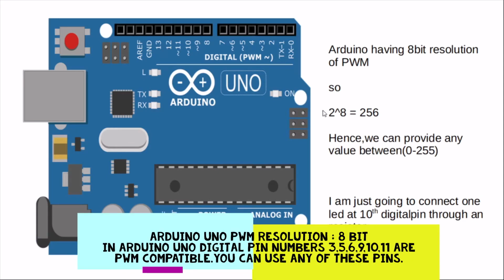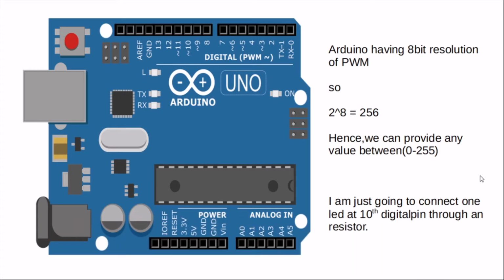Here is a small calculation. Arduino has an 8-bit resolution, right? So 2 power 8 is 256. Hence, we can provide any value between 0 to 255 to control a PWM pin. Also, one thing I'd like to tell is that I'm going to connect one LED across the 10th pin and ground through a resistor. Always use a resistor to protect your LED. Now we are going to control the brightness of the LED by programming.